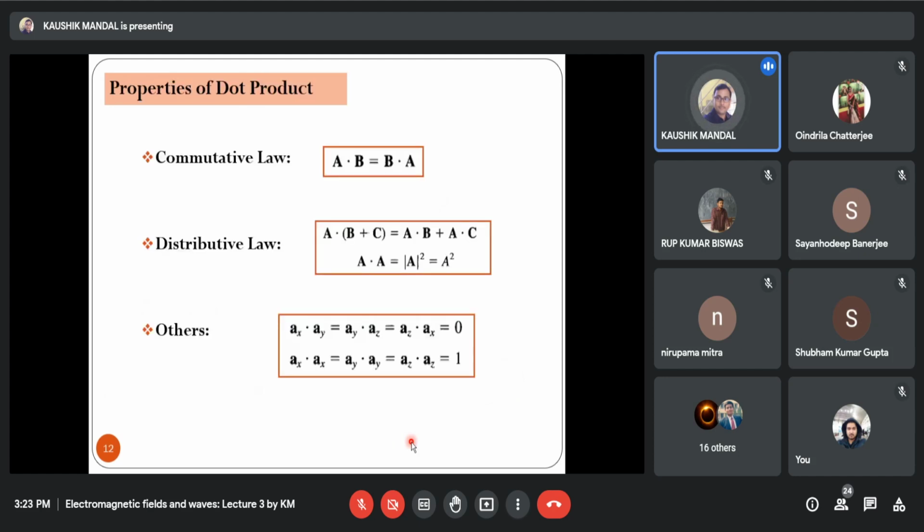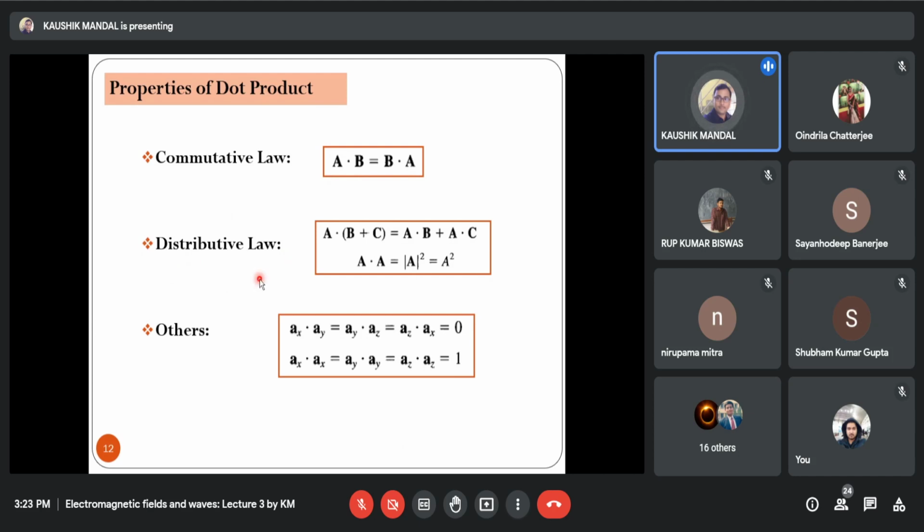Now we will discuss some laws associated with the dot product. First is the commutative law. Commutative law means A dot B equals B dot A. The reverse is also true, which is not true for the cross product. But in case of the dot product, they are commutative in nature.